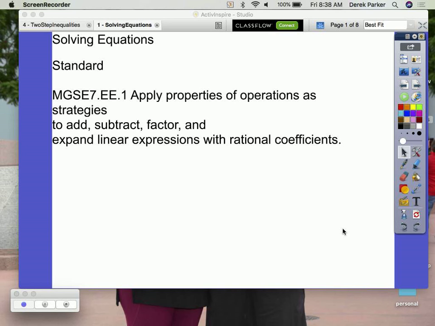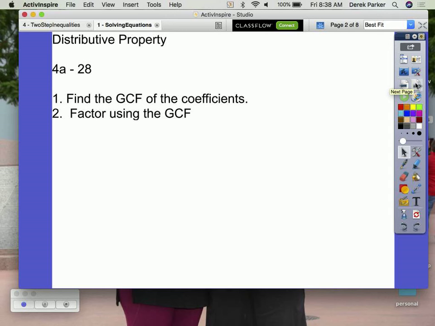The first standard of Unit 2 of 7th grade is EE1. Apply properties of operations as strategies to add, subtract, factor, and expand linear expressions with rational coefficients. Now, the first one I'm going to talk about is the distributive property. This should look familiar from what you did in 6th grade. I'm going to do one before the variable.